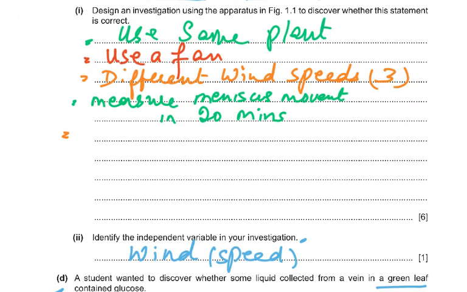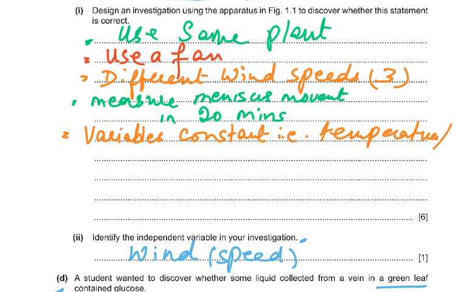Then what other variables do you keep constant? That is temperature, light intensity, and humidity. I always like using the word intensity because in A levels you'll study light wavelength as well. And humidity, because you know if it becomes more humid, then transpiration decreases.